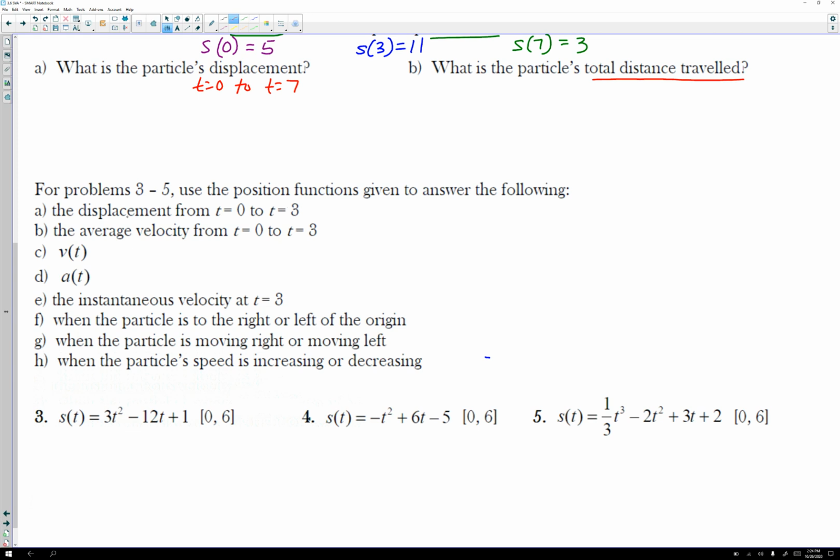All right, then problems 3, 4, and 5 are much more straightforward, just like what we did. You're finding displacement, average velocity, the velocity and acceleration, instantaneous velocity, that just means the velocity of 3. When the particle is to the right and left of the origin, when it's moving right and left, and when your speed is increasing and decreasing. All stuff that we just did.